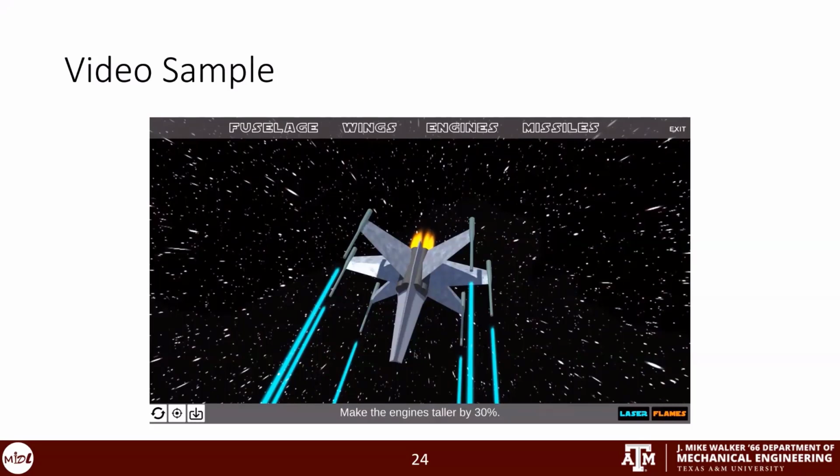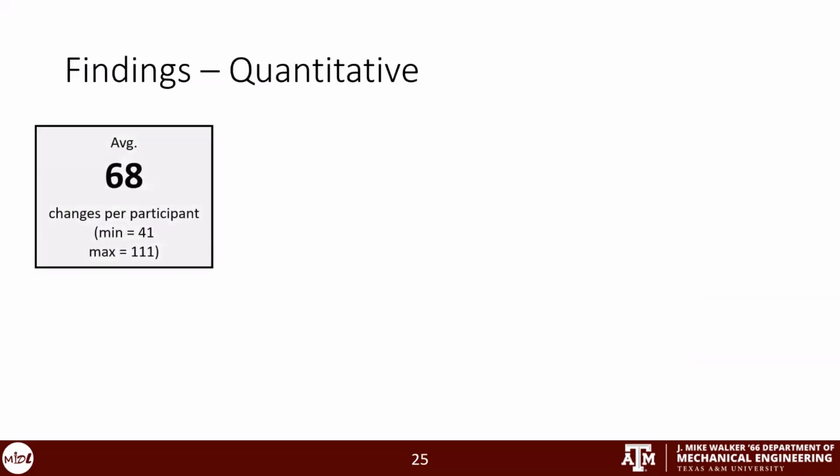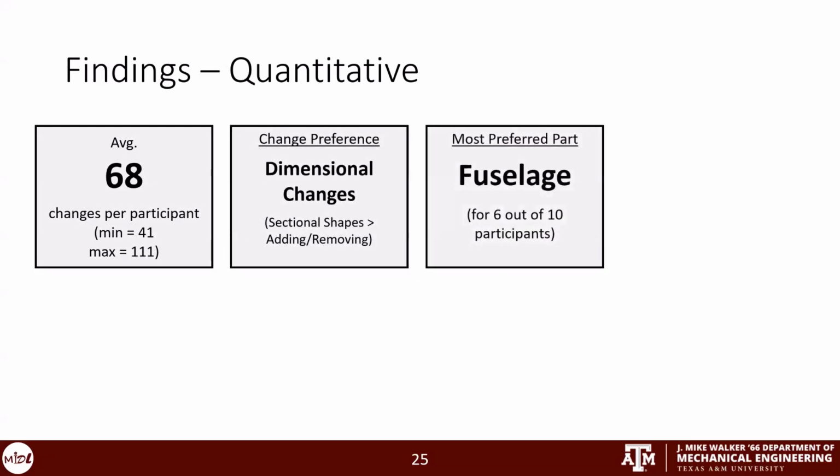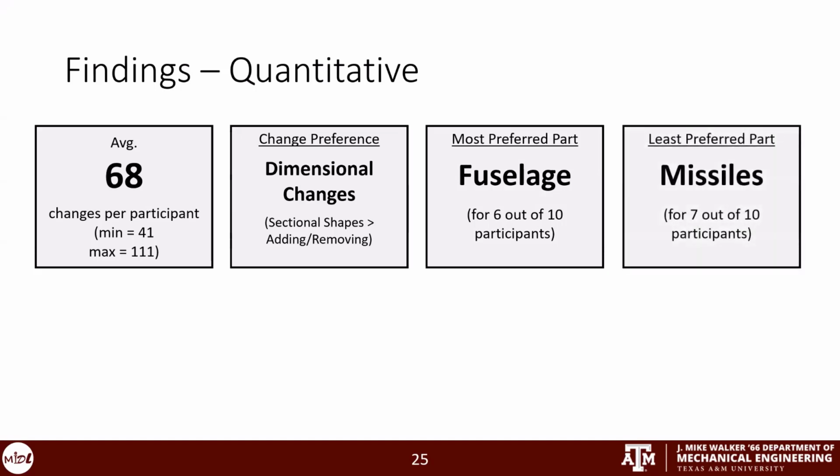Okay. So that was a snippet of our user study. Moving on to the quantitative findings, we found that the participants made an average of 68 changes using voice commands. The most preferred type of change was dimensional changes, and 6 out of 10 participants made the most changes to the fuselage, probably because of its central location and relative size compared to other parts, which might also explain why 7 out of 10 participants made the least number of changes to the missiles.